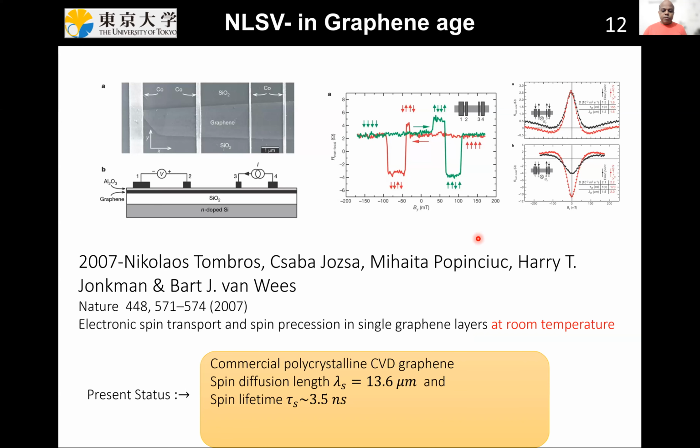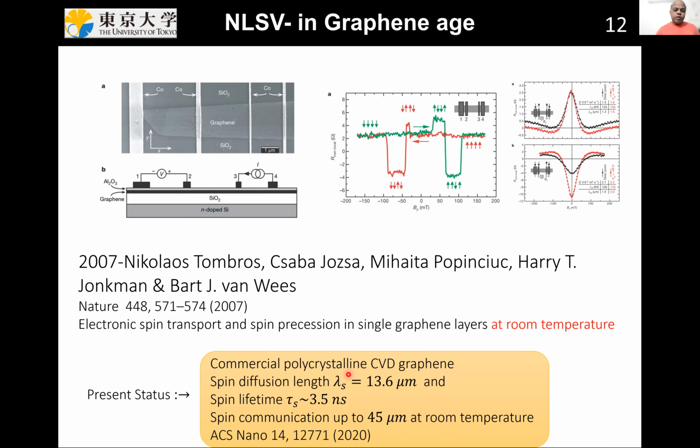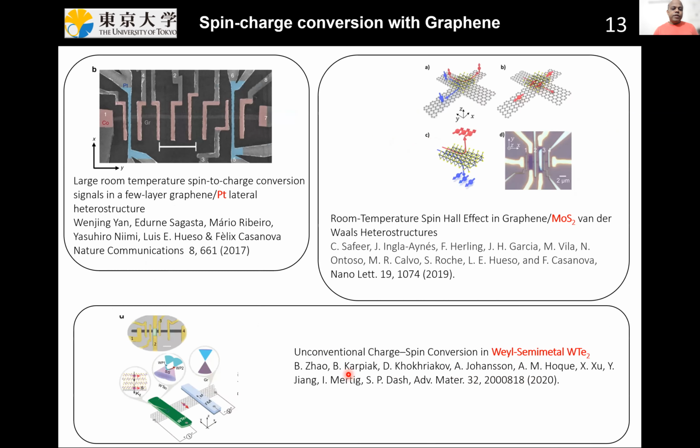At present, most of these devices are based on graphene because graphene has the longest spin diffusion length among all the materials. The present record is around 13.6 micrometer using CVD graphene. And in fact, people can see spin signal up to 45 micrometers. So most of the present generation non-local spin valve devices use graphene as a spin transport channel. And these are some of the results.